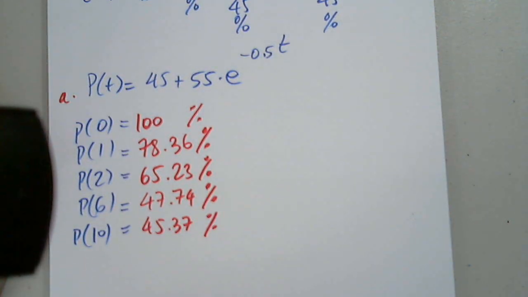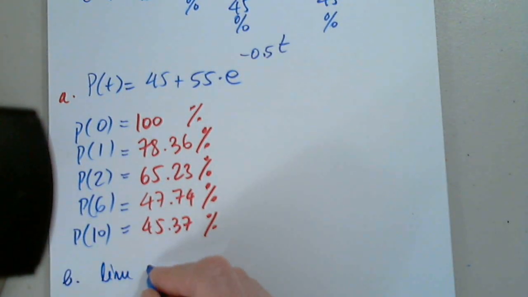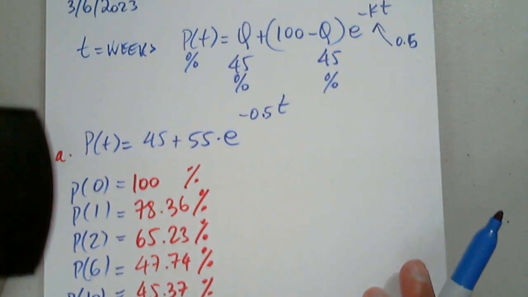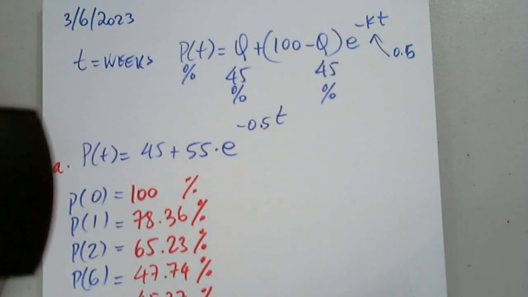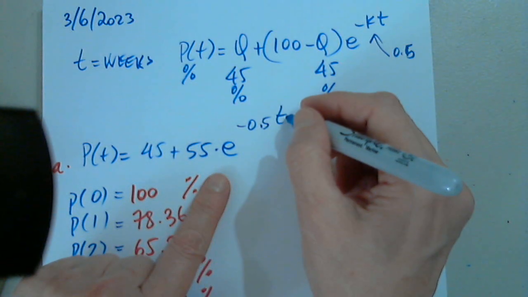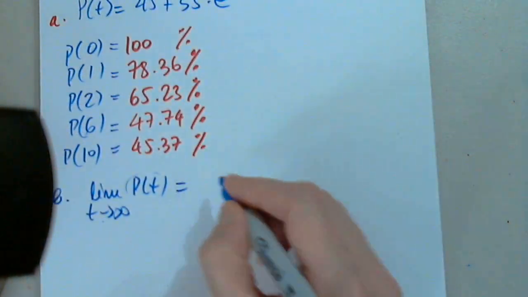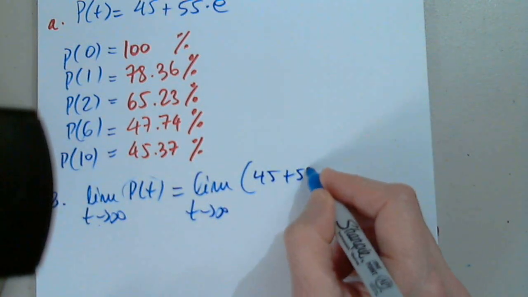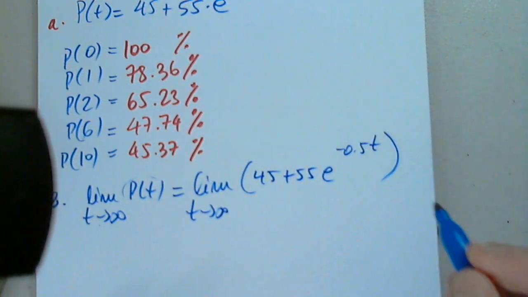Moving on. Find the limit. Okay, great. So that's part B. So limit of P of T as T approaches infinity. Awesome. So this is very similar to something we did last time together. So I have to find what happens to P of T as T approaches infinity. I have to start here. So let me copy it: T approaches infinity, 45 plus 55 e to negative 0.5t.